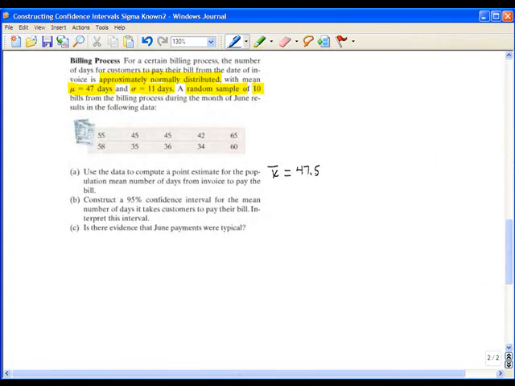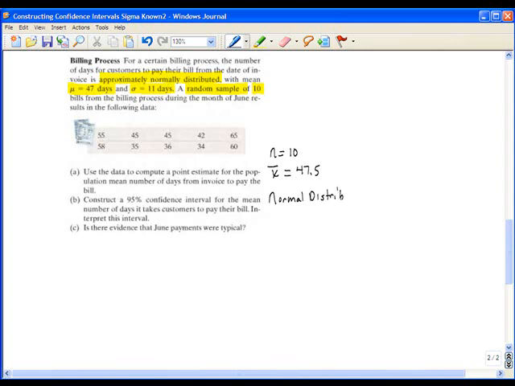47.5. We're asked to construct a 95% confidence interval for the mean number of days it takes customers to pay their bills and interpret this interval. We're dealing with a sample size of 10, n equals 10. Now, a sample size of 10 would not be big enough except for the fact that we know we are dealing with an approximately normal distribution. So that satisfies our requirements that we can use the normal distribution to construct our confidence interval.